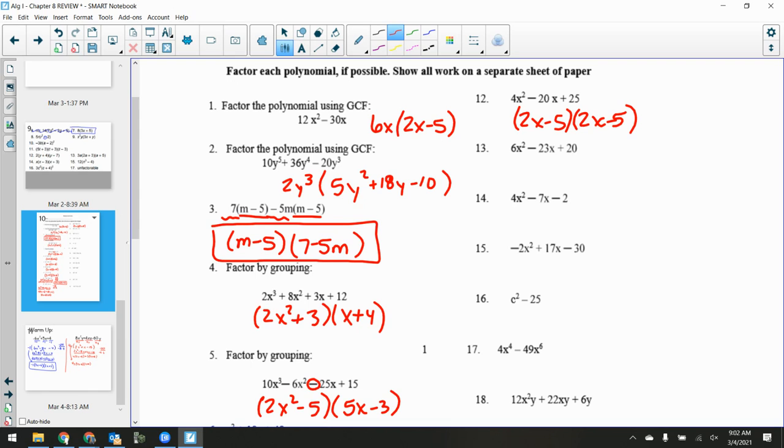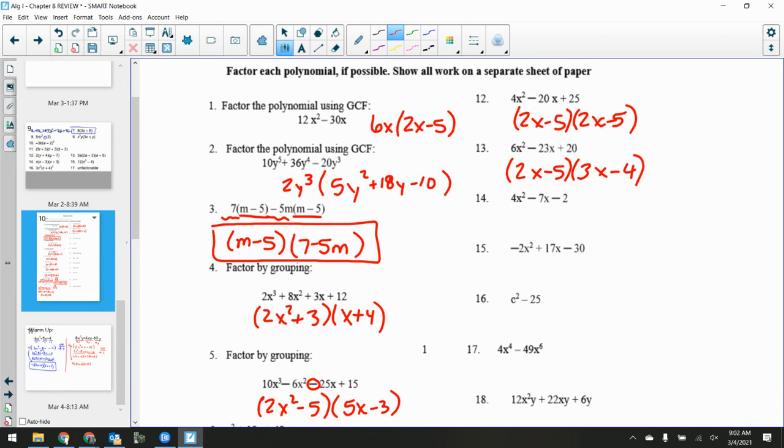All right, any questions on 12? Thank you, Hannah. Any questions on 12? Okay, 13, let me see, I got 2x minus 5, 3x minus 4. Turn that around, make sure everybody sees that. That is a correct answer there. 2x minus 5, 3x minus 4.